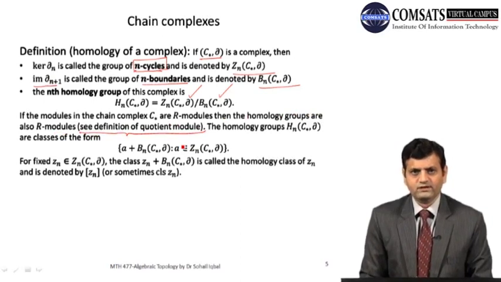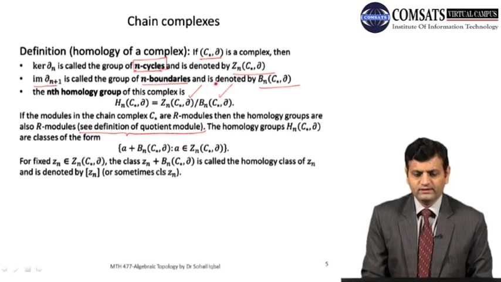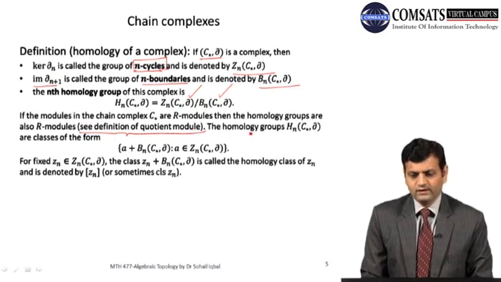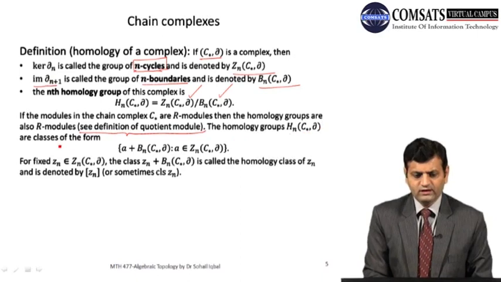We have already done this in quotient modules. During the first lecture of our series on homological algebra, we discussed that when we have two modules, then their quotient is also a module. So if these Zn and Bn are R modules, then their quotient is also an R module. So the homology groups Hn(C star, partial) are classes of this form.